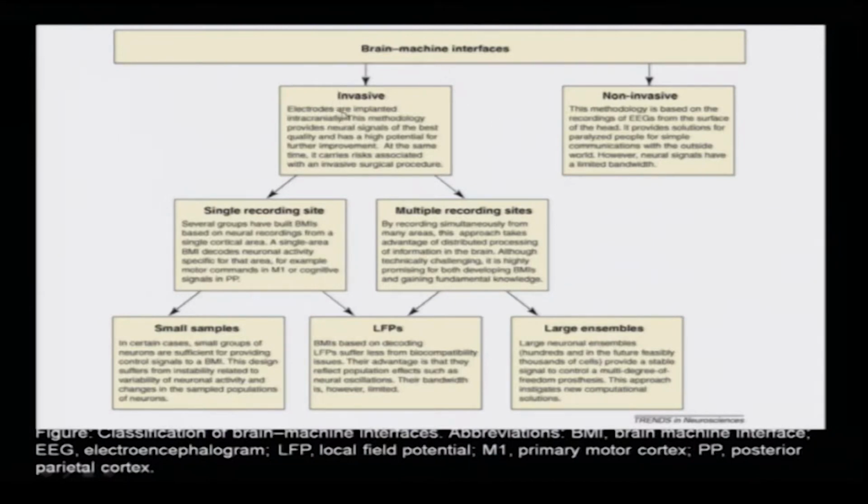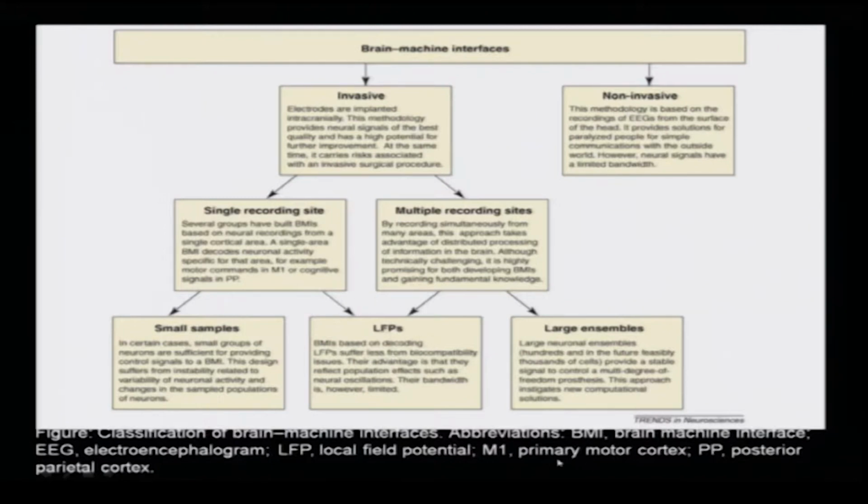There you could have either an invasive technique or a non-invasive technique. In the invasive technique, the electrodes are implanted intracranially. So basically you are pushing the electrode through the brain using surgical techniques. You could have a single recording site, or you could have multiple recording sites depending on how many electrodes you really can push into the brain. Then in the single electrode, a single recording site, you will have small samples, whereas you have the local field potential or the LFPs.